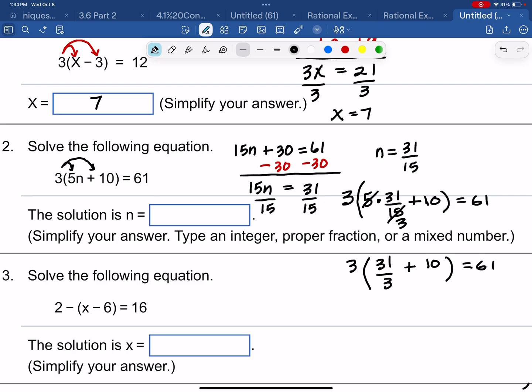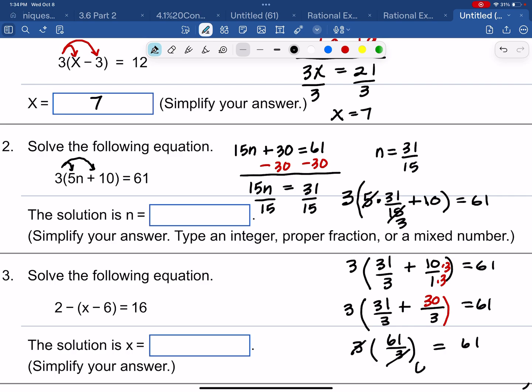Now, I could get a common denominator in there, which is what I'm going to go ahead and do, because we want to do what's in the parentheses first. So I need the 10 to have a denominator of 3. Now, it currently has a denominator of 1. So I multiply the bottom by 3. I must multiply the top by 3, so that will become a 30. So 30 over 3. And so that's 3 times, and if I add these, I get 61 over 3. And when you multiply fractions, you can reduce a factor that's in the bottom and in the top, so we get 61 equals 61, and that is true.